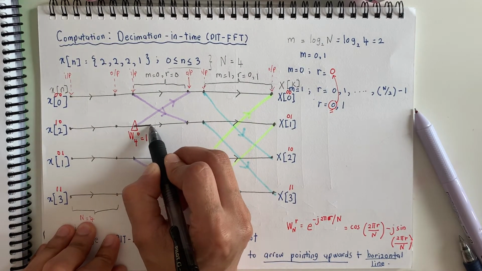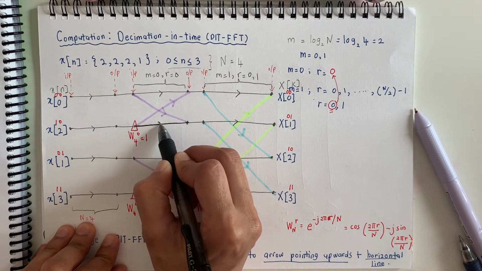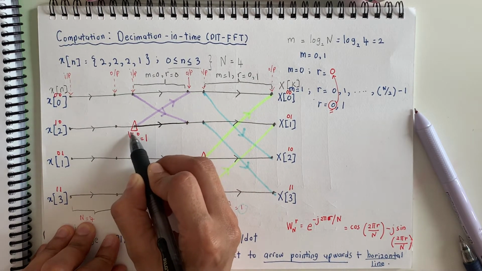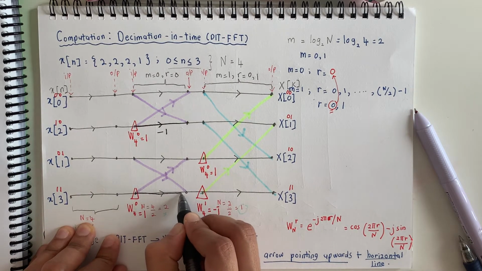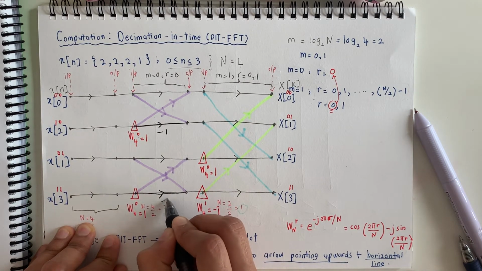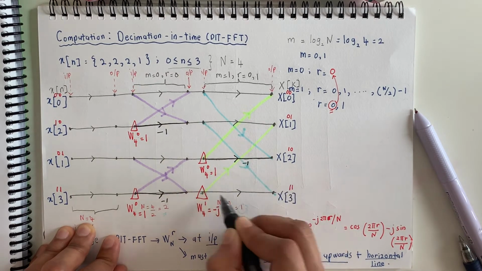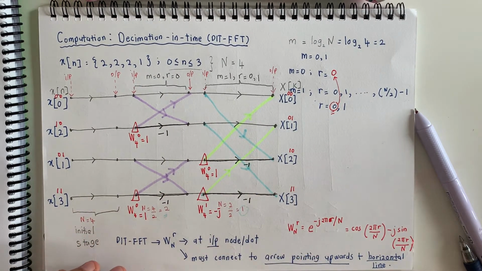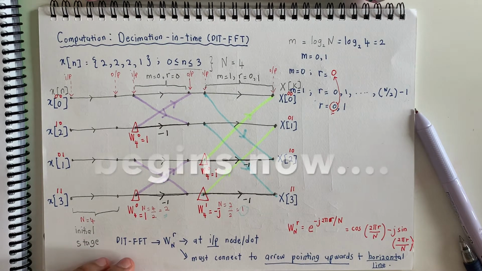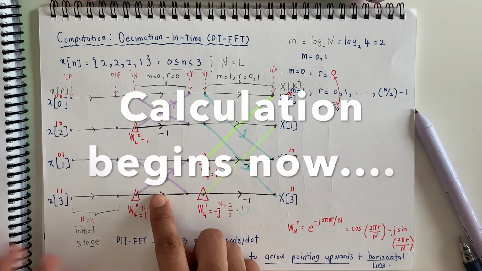Okay, next, horizontal lines that connect to the weight. This line connects to the weight, the value is always minus 1. Horizontal lines that connect to the weights, the value is minus 1. This is the structure. Okay, next, what we are going to do is calculate the values.